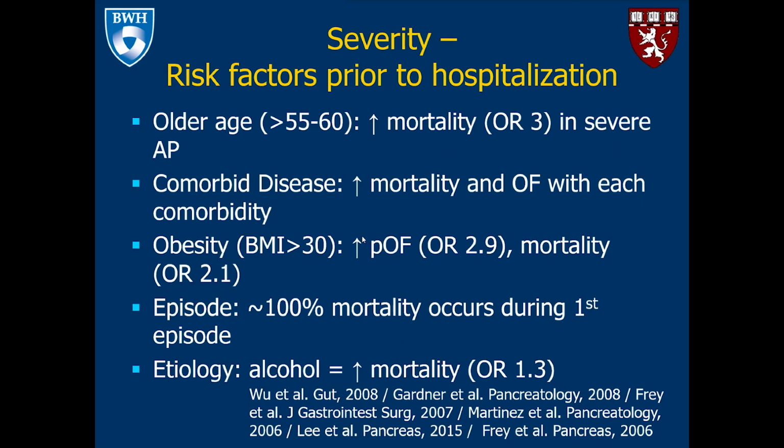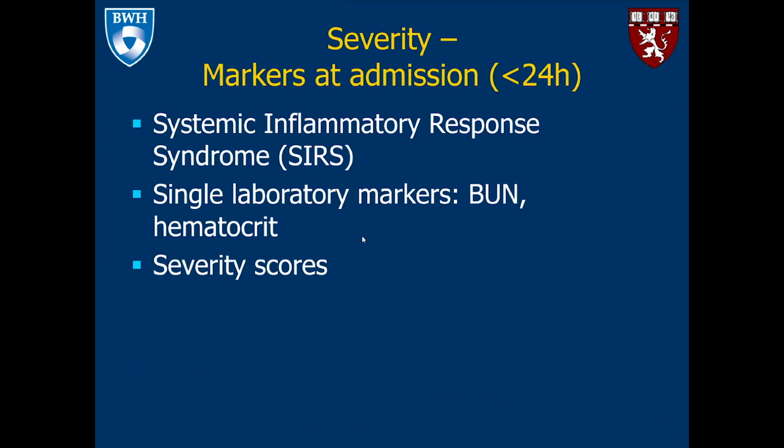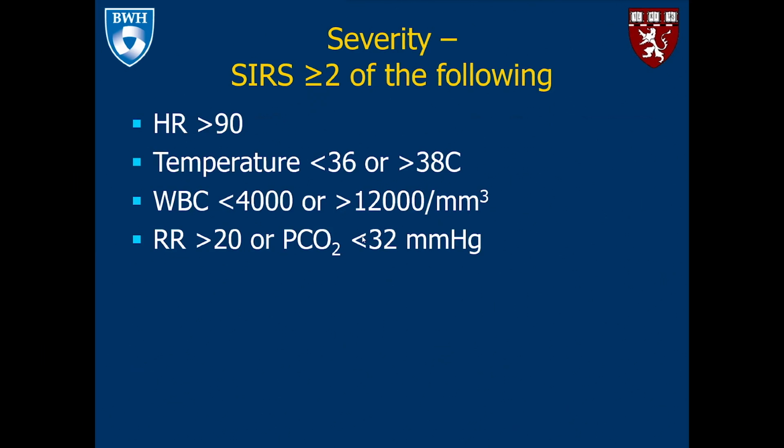The etiology of pancreatitis is also associated with variation in mortality. Alcohol is associated with increased mortality and probably hypertriglyceridemia as well. On admission, there are also markers of severity. We can use the systemic inflammatory response syndrome, SIRS. We can also look at single laboratory markers such as BUN or hematocrit and some severity scores. So if we look at SIRS, we usually think of a SIRS greater or equal to 2 of the following. That would be a marker of severity.